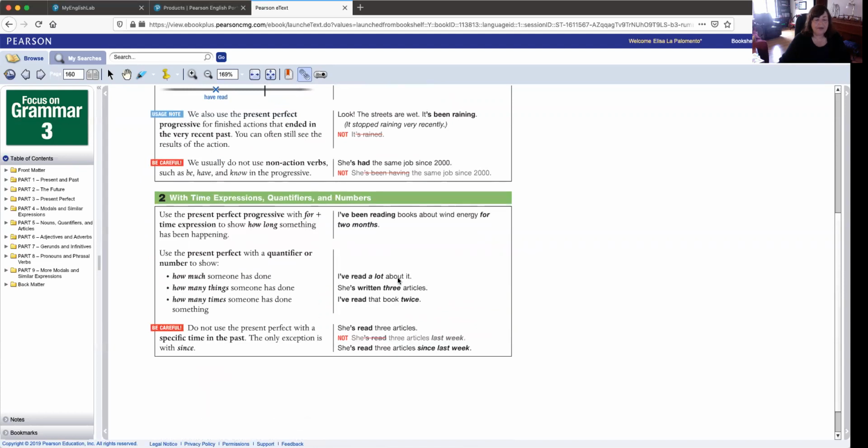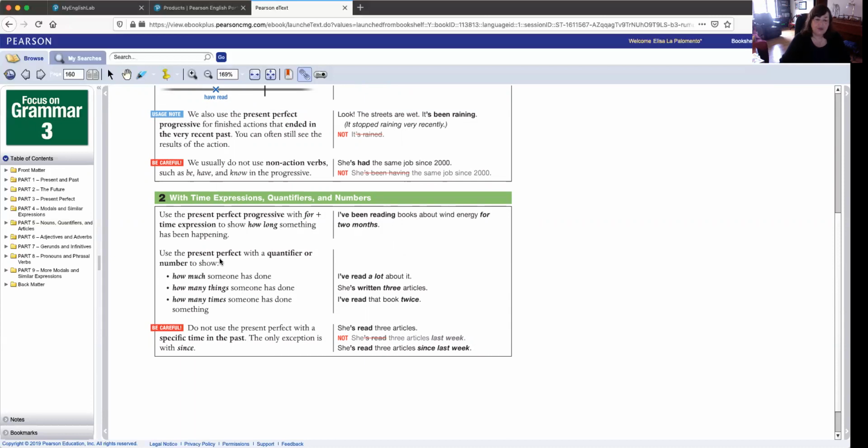Let's go down to here. With time expressions, quantifiers, and numbers. Numbers, of course, tell you how many. Quantifiers tell you how much. It tells you to use the present perfect progressive with the word for plus time expression to show how long something has been happening. So let's look at the example. I have been reading books about wind energy for 2 months. I started reading books about wind energy 2 months ago, and I am still reading these books. And it tells you for how long here, for 2 months.